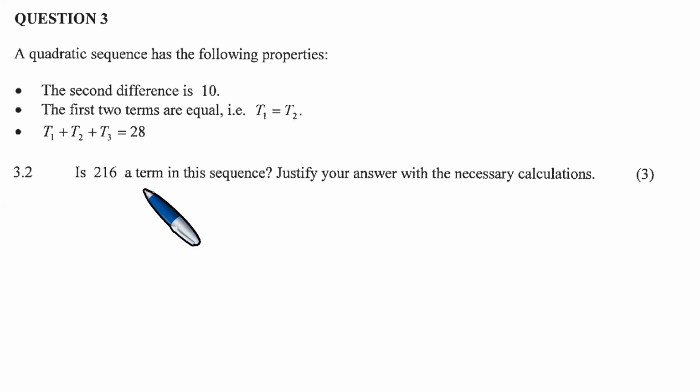So is 216 a term in this sequence? We've done this sequence, we've studied it. We've solved the question before about it, but is 216 there? Justify your answer. Or maybe it's not there.